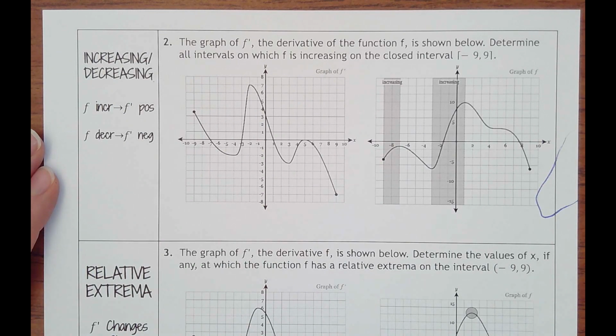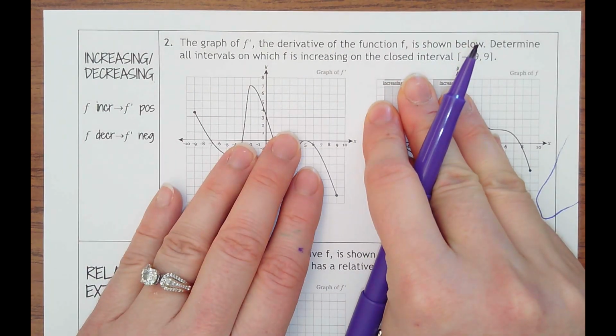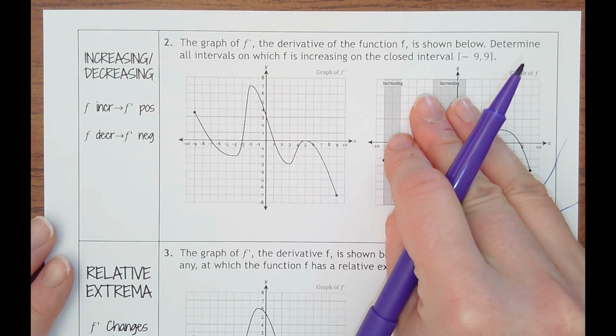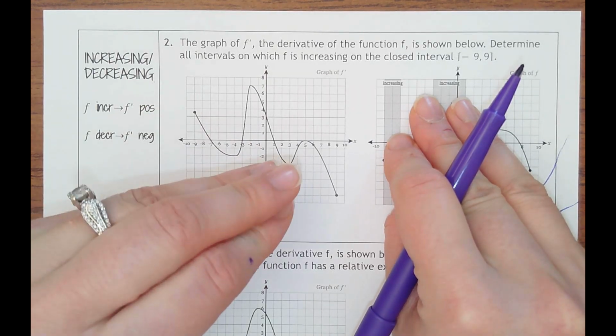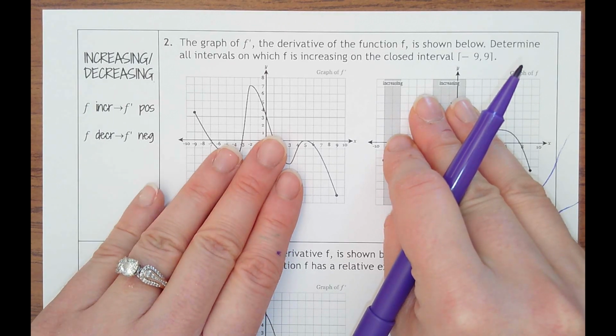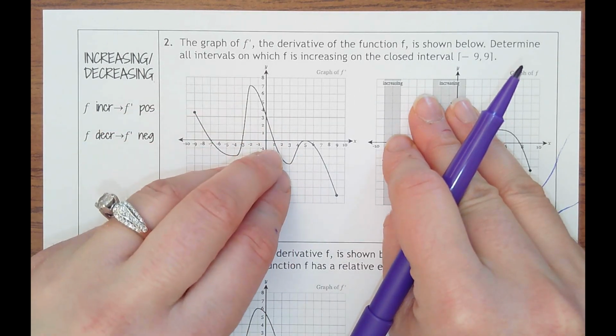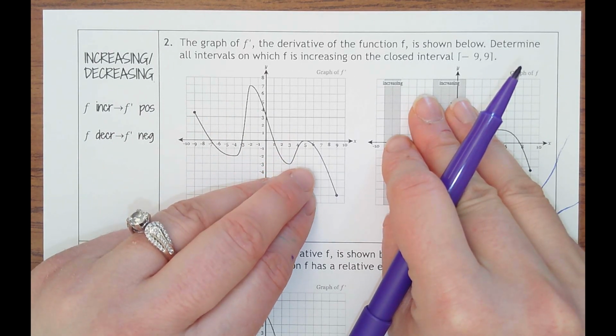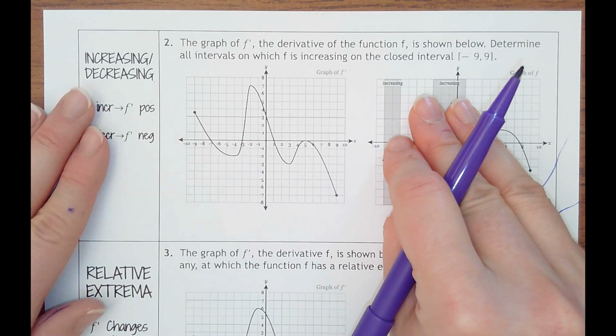Number 2 says the graph of f prime, the derivative, is shown below. Determine all intervals on which f is increasing on the closed interval. So to think, if these are the slopes, the specific slopes of 1/2 or 2 or 3 or -1/2, that graphs the slopes as a y value. And so when we want to know where it's increasing, that's where there's positive y values.